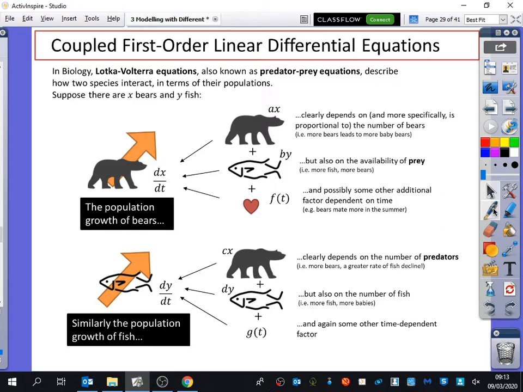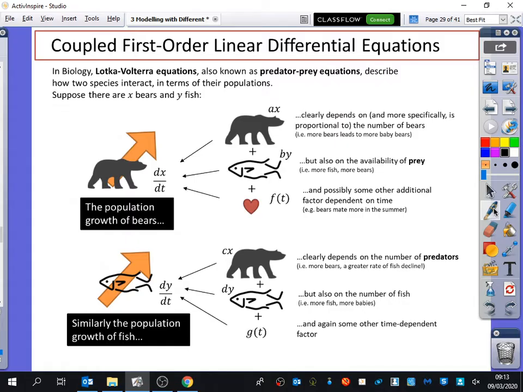So we're going to be doing something called coupled first-order linear differential equations. Okay, well, we understand what a first-order linear differential equation is. It's a differential equation that has just got linear coefficients. But coupled means that the differential equations are linked to each other. So your differential equations are going to be a mixture of different variables. So I'm going to just talk about a particular scenario that we've got here.